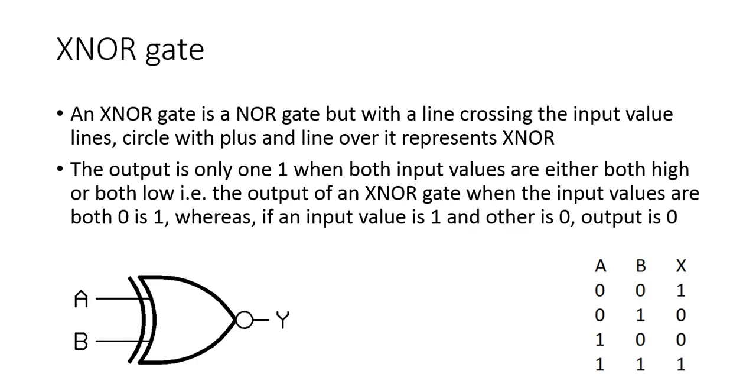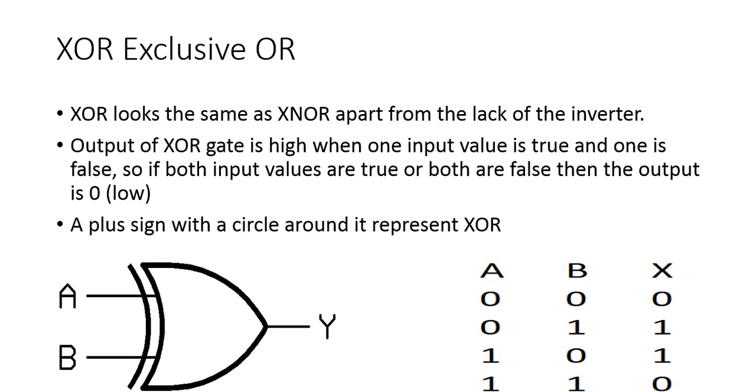I should have explained the XOR gate before the XNOR gate, so my apologies. As you can see, in the XNOR gate, when both of the input values are the same digit, whether they're both 0 or both 1, the output is 1. Whereas with an XOR gate, if they're both the same, i.e. both input values are 0 or 1, then the output is 0, so it's the opposite. So XNOR is the opposite of XOR.